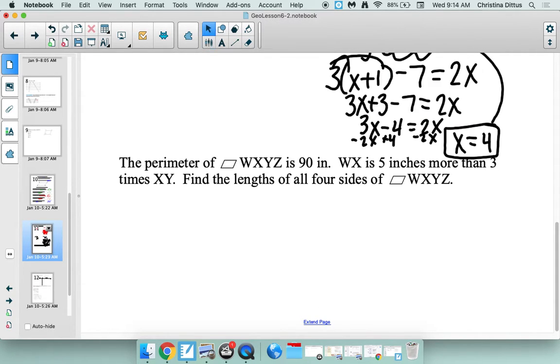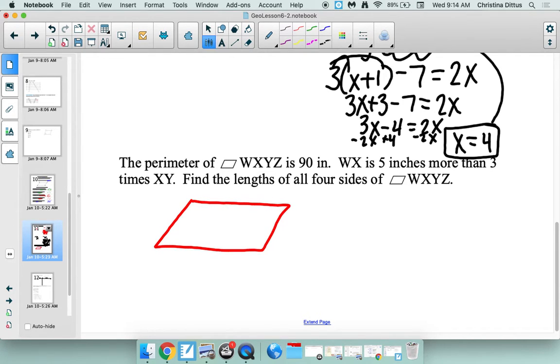All right. Let's draw a parallelogram, just because I haven't drawn in a long time. W, X, Y, Z.